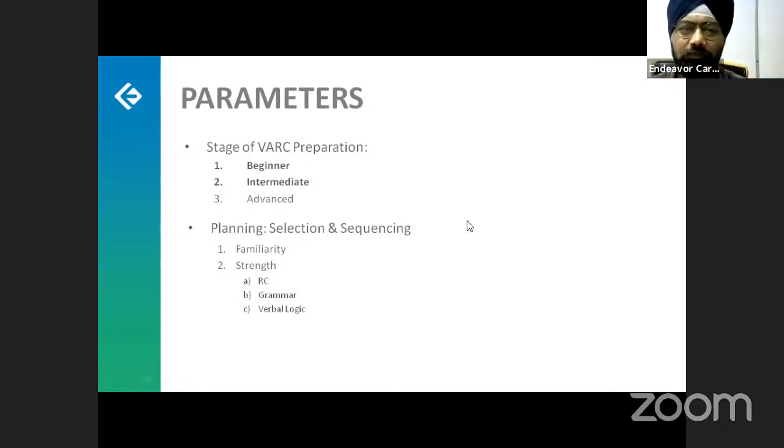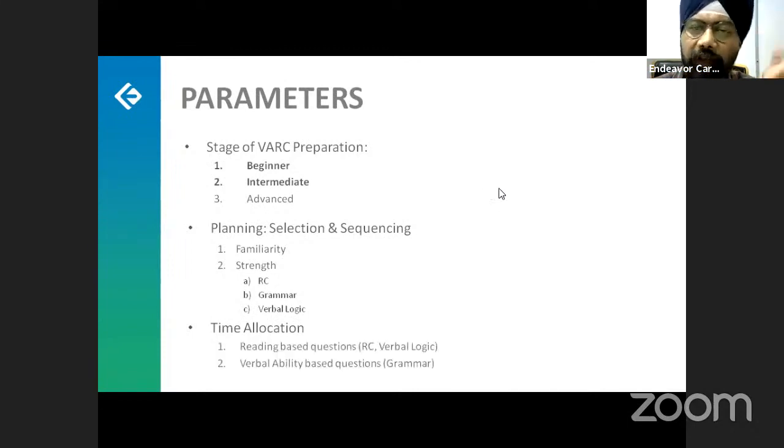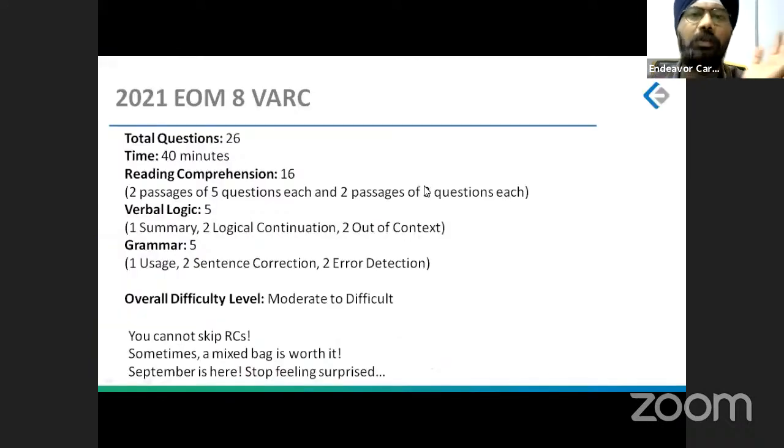So selection, familiarity. What was this paper about? Let me show you in the next slide exactly what is my overall perspective of the paper. Time allocation. How would I have allocated my time to reading based questions, and how would I have allocated my time to the verbal ability based questions? So what did we have today? Overall summary, 26 questions, 40 minutes, 16 dedicated to reading comprehension. CAT had 18. Don't worry, you will have a CAT with an EOM with 18 questions also soon. Today it was 16. 16 from reading comprehension, 5 from verbal logic, and 5 from grammar.